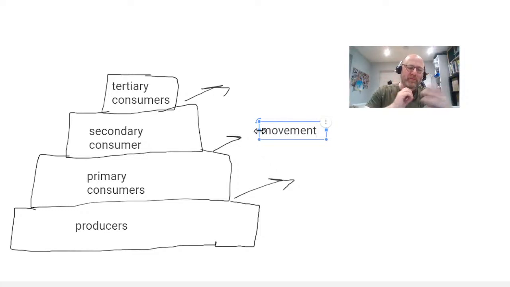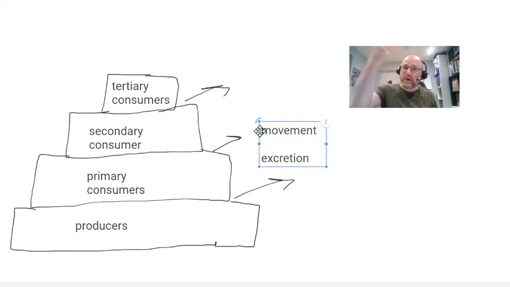So herbivores, primary consumers, are herbivores. They're going to be running away from the secondary consumers, which are the predators trying to eat them. And the secondary consumers are running away from tertiary consumers. So they're losing energy by movement. There's also excretion. They're breathing out carbon dioxide.